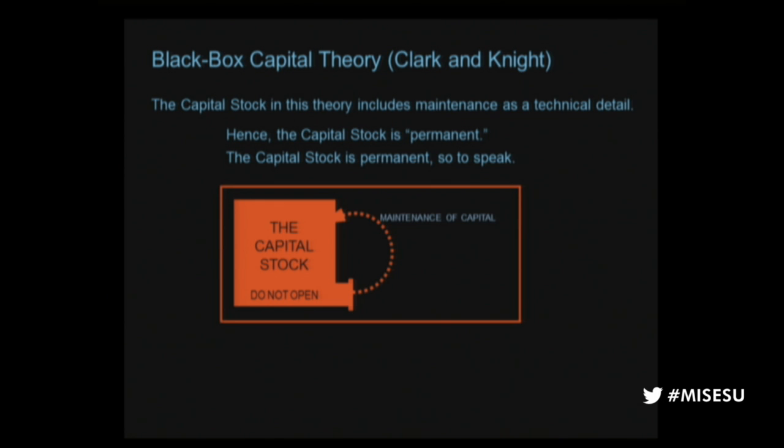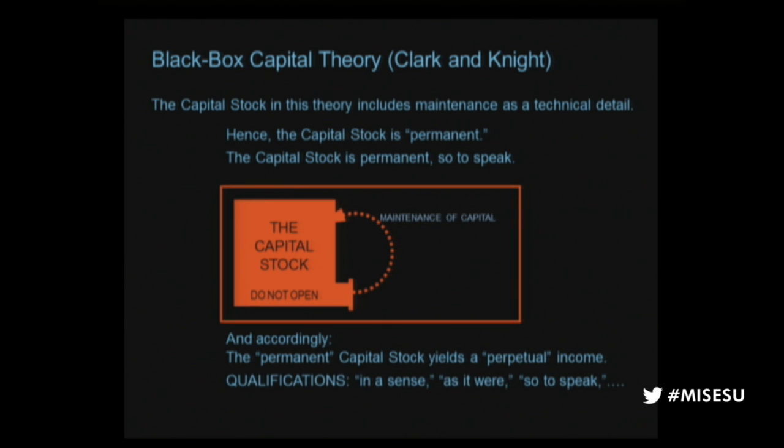And as a corollary to capital stock is permanent, what he gets is the permanent capital stock yields a perpetual income. Notice the perpetual is in quotation marks. And so the qualifications apply here too, in a sense, as it were, so to speak. All right? You think this might not get us very far, and that's what Hayek had in mind when he accused Knight and implicitly Clark of trying to sell us a mythology of capital.